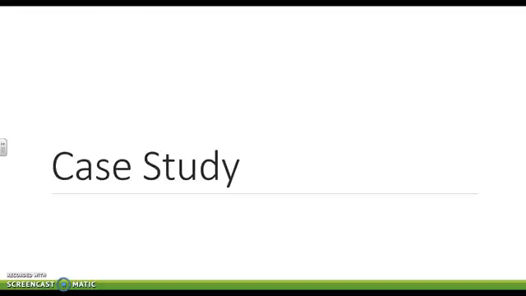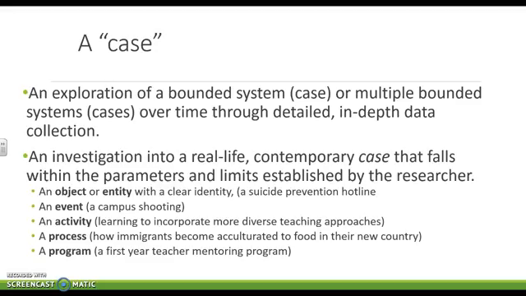A case study is one of the most favorite qualitative methods. So here we are exploring a bounded system, which we call a case, or potentially more than one case, through a detailed, in-depth case study. So that is a really hard description. A case study is essentially whatever you define this case as, and then you study everything within it.